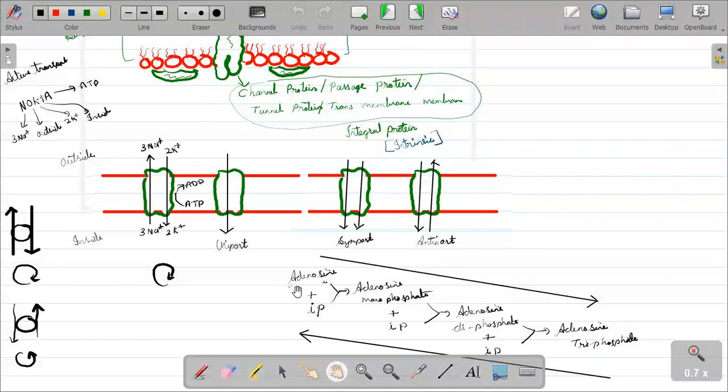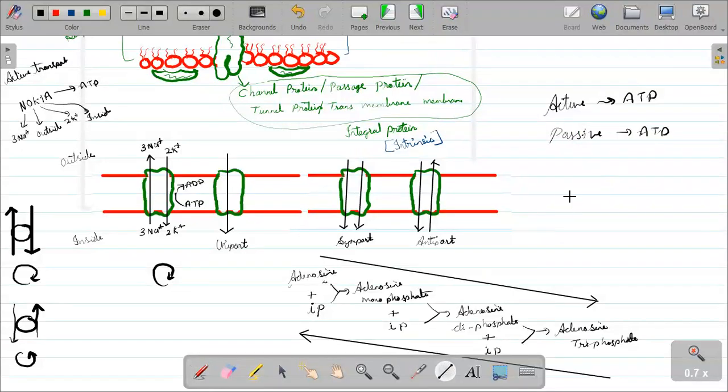If one molecule is able to enter, it is uniport. If two molecules are able to enter simultaneously, it is symport. If they're going in opposite directions, it's called antiport. Now the question is, where is the ATP? Only if it is active transport do we require ATP. If it is uniport, symport, or antiport, but passive transport, they don't require any ATP.